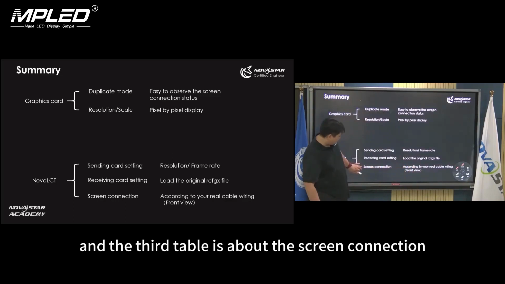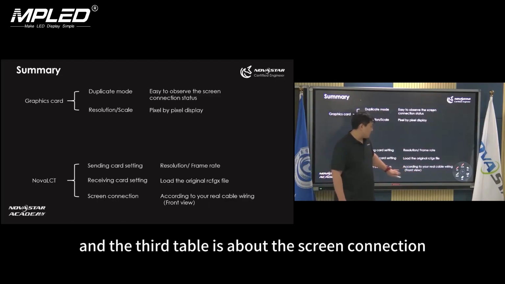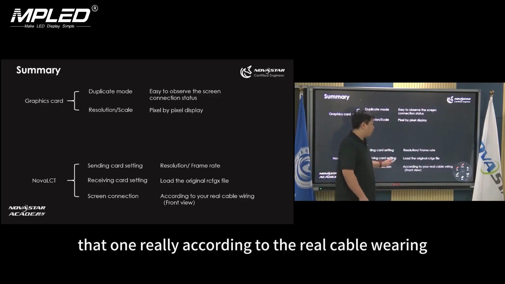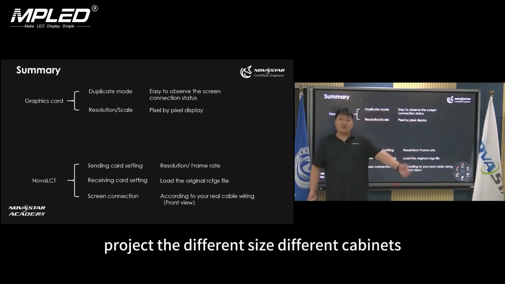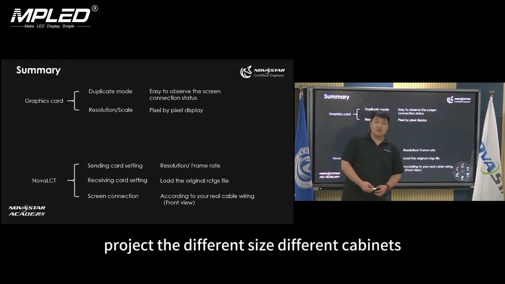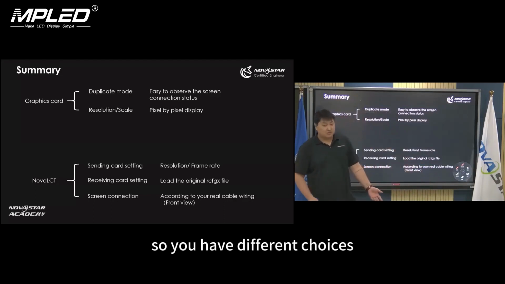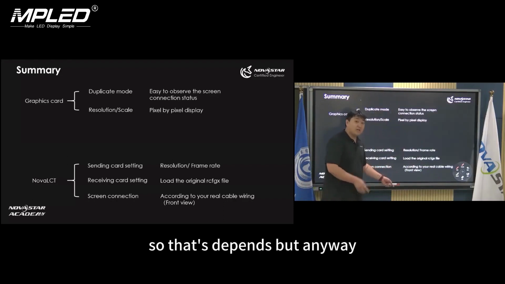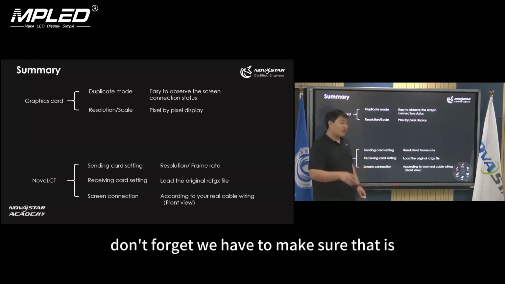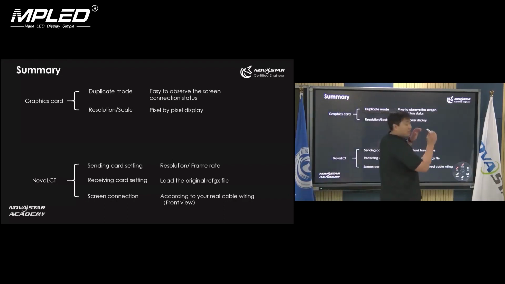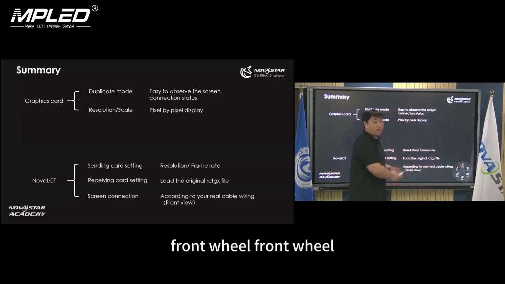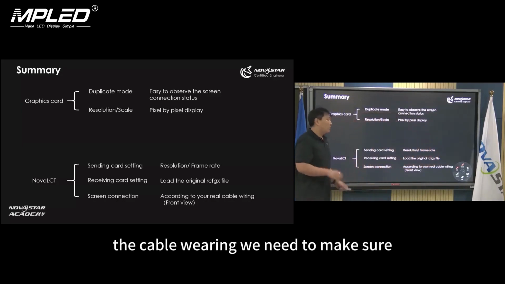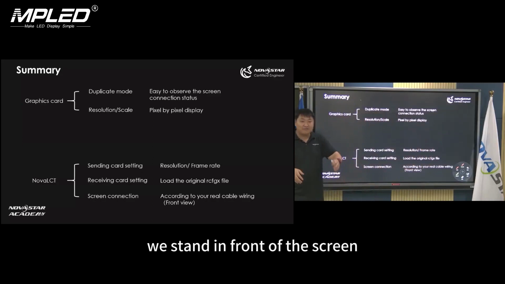And the third tab is about the screen connection. That one really depends on the real cable wiring. You know, different projects, different sizes, different cabinets, so you have different choices. That depends. But anyway, don't forget, we have to make sure the cable wiring is done from the front view. We need to make sure we stand in front of the screen.